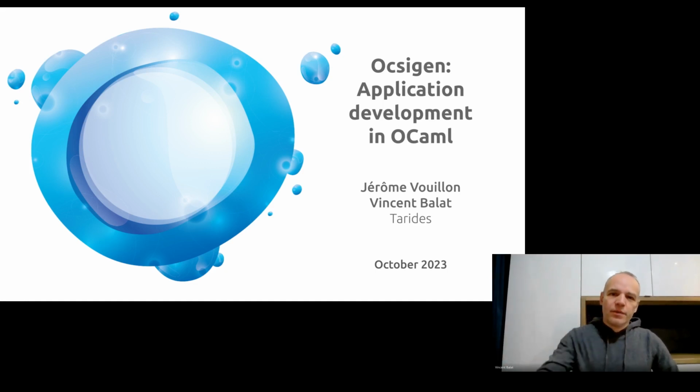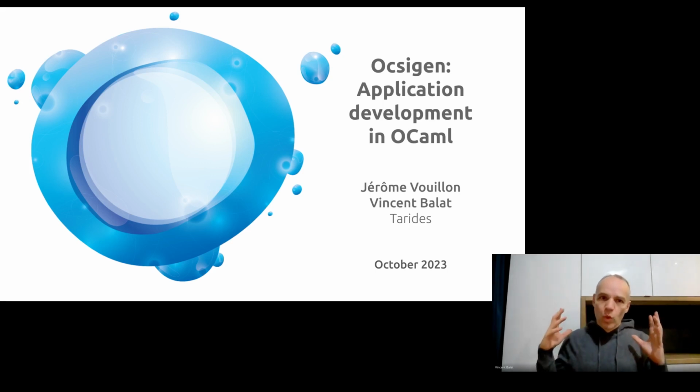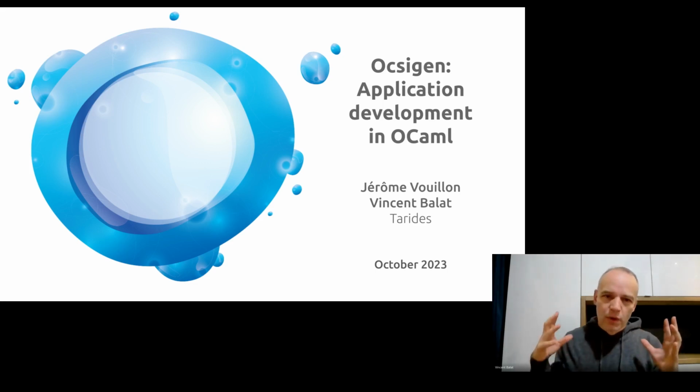The aim of the Ocsigen project is to provide OCaml with a comprehensive set of tools and libraries to make websites, but also web applications and even mobile applications for Android and iOS. And we wanted these tools to be state-of-the-art in the field and even better if possible.